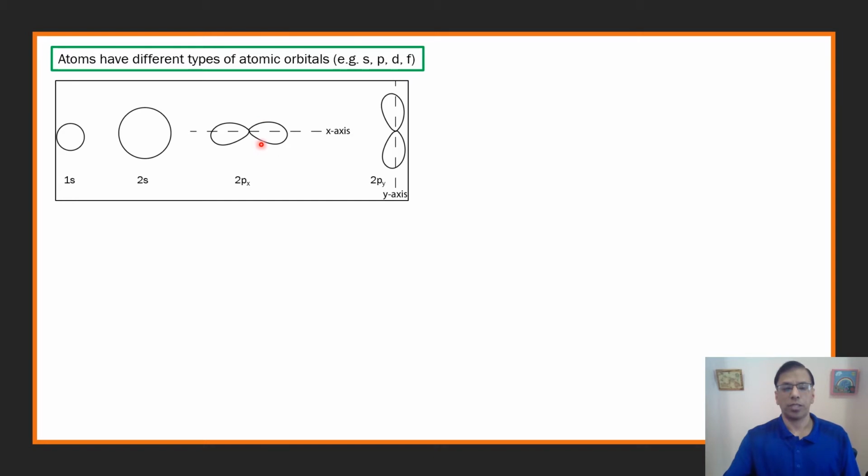And then we have p orbitals. When the p orbital is along the x-axis, we call it the px orbital. When it's along the y-axis, we call it the py orbital, and when it's along the z-axis, we call it the pz orbital. So all three p orbitals are of equal energy, and they're called degenerate levels.